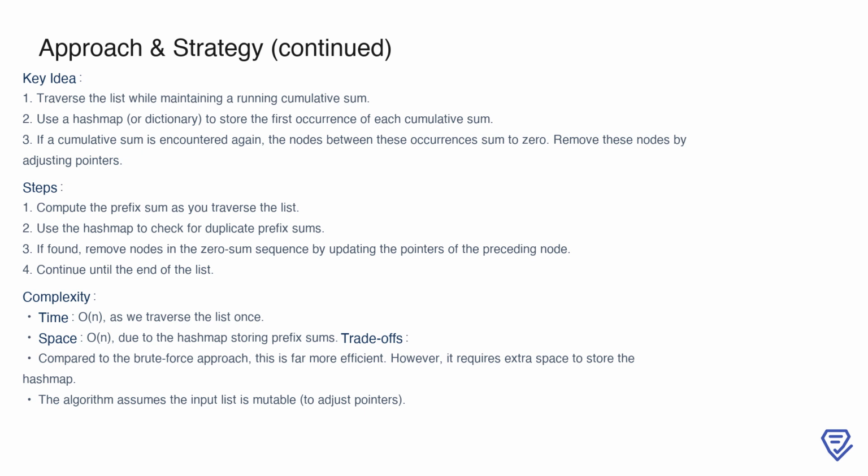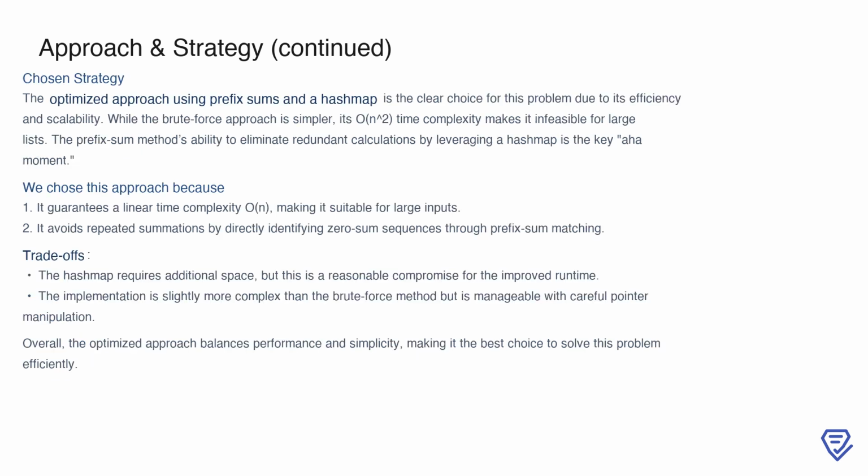However, the hash map requires additional space proportional to the number of unique prefix sums, leading to a space complexity of n. Despite this trade-off, the use of a hash map eliminates redundant calculations and makes the algorithm significantly more efficient than the brute force approach. Given these considerations, the optimized approach using prefix sums and a hash map stands out as the best strategy for solving this problem. Its efficiency and scalability make it ideal for handling large linked lists.